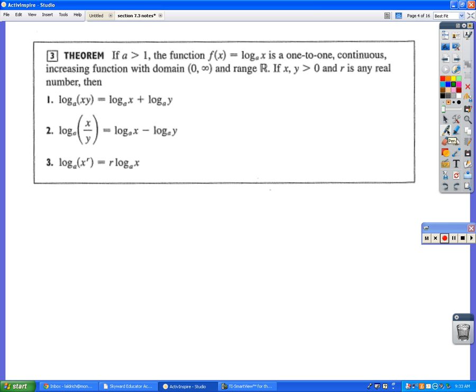Since these are based off of exponential functions, you know that if you go x to the third times x to the fifth, you add the exponents together and get x to the 8th. The same is true with logarithms. If you go log base a of x times y, since you're multiplying, you end up adding instead. When you divide exponents, you subtract, and if you have a power to a power, you turn it into multiplication.